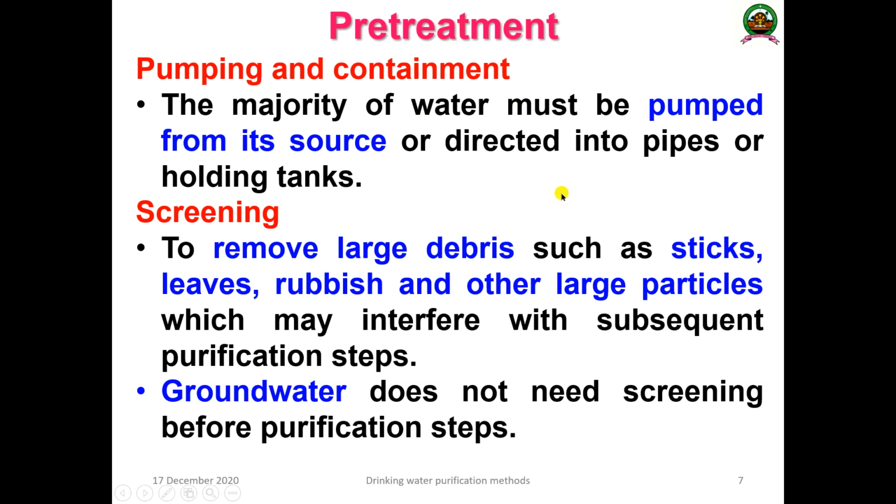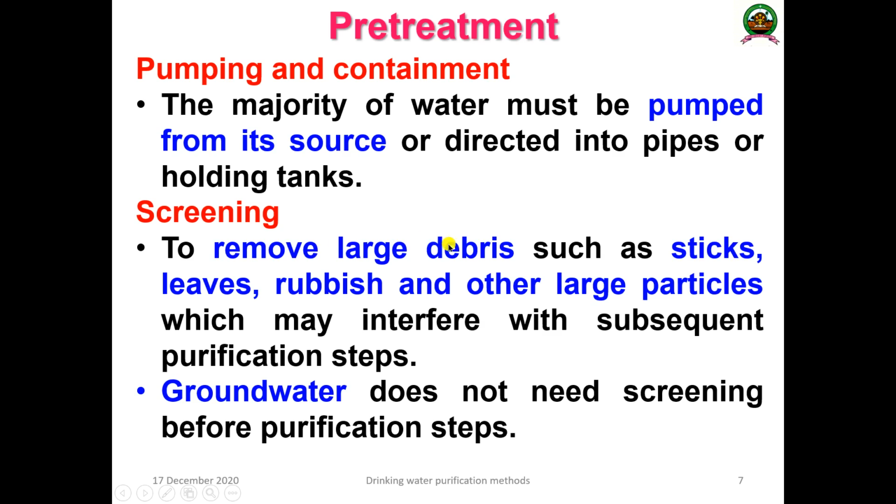Now we are going to discuss the important steps. The first step is pre-treatment, which involves pumping and containment. Majority of the water must be pumped from a canal, river or pond, from its original source, and directed into pipes or holding tanks. The water from various sources will be collected and passed to the pipes or holding tanks. Then the next step is screening. The screening will remove the larger debris.